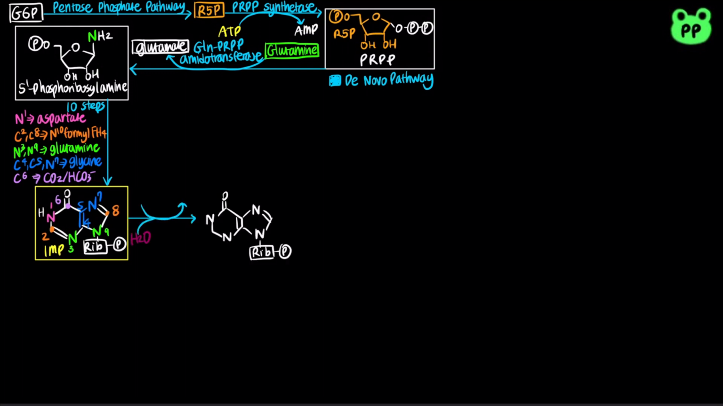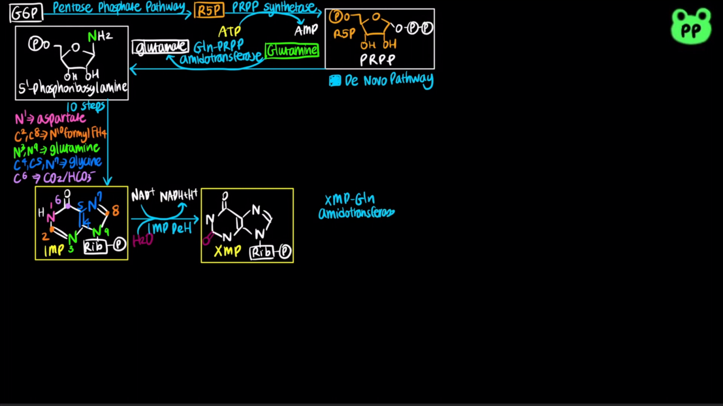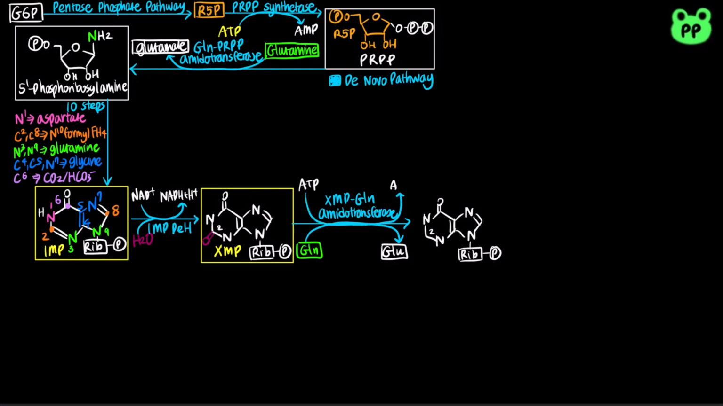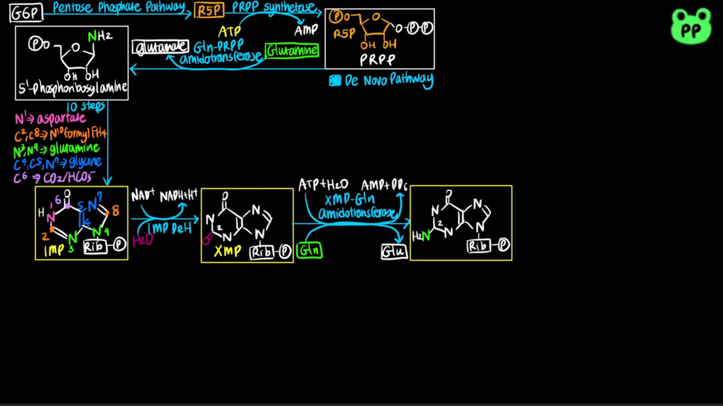Carbon 2 of IMP can undergo oxidation to produce xanthylate or XMP, which is coupled to the reduction of NAD+ to NADH catalyzed by IMP dehydrogenase. XMP can then be converted to guanylate or GMP by XMP glutamine aminotransferase, which replaces the ketone group at the second carbon with an amino group donated by glutamine. This reaction is also coupled to the hydrolysis of ATP to AMP and inorganic pyrophosphate.